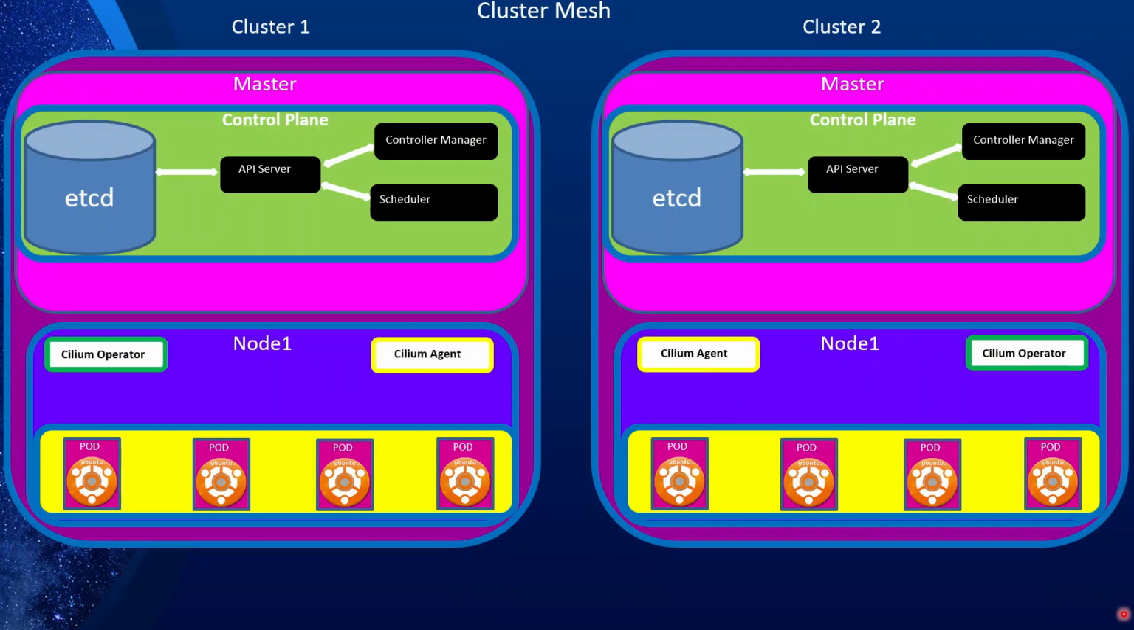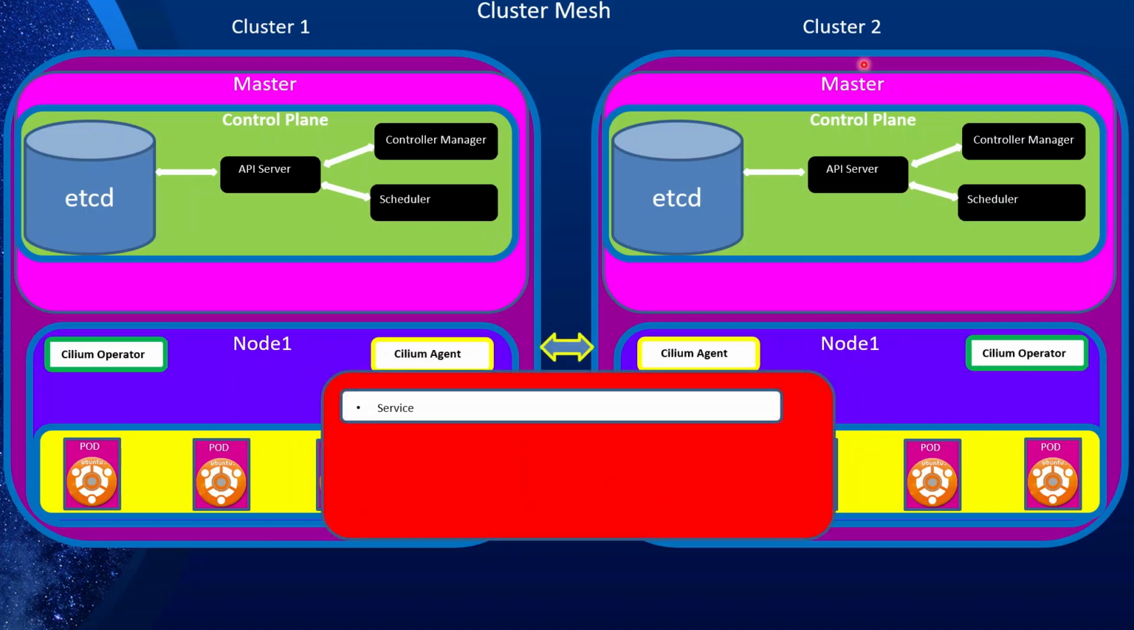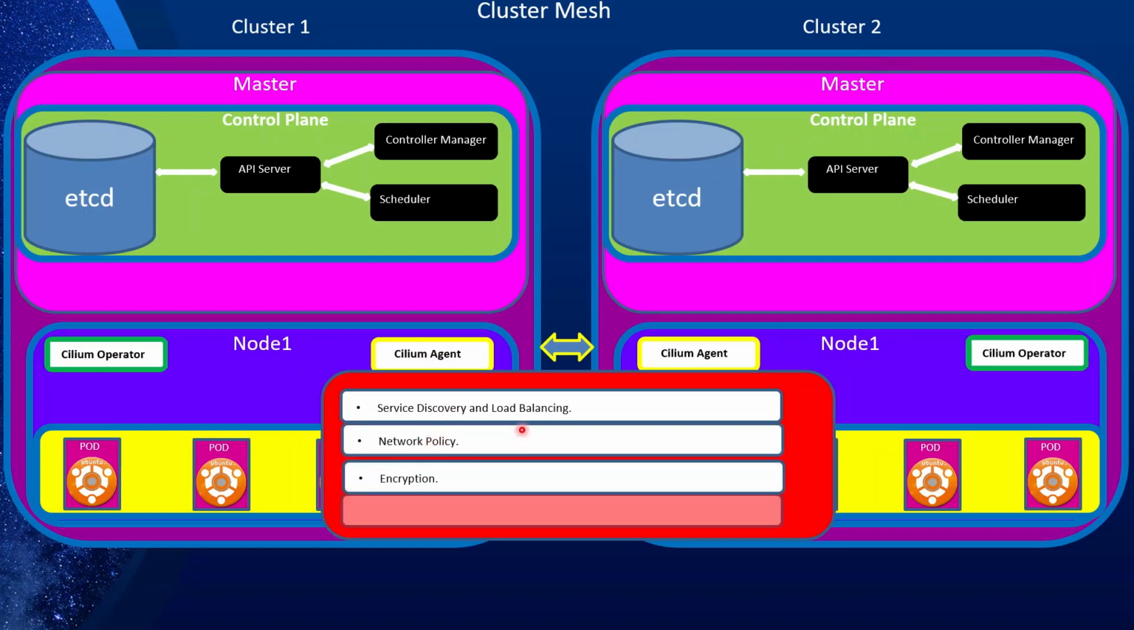Let's say we have two clusters. I call them cluster 1 and cluster 2. Once we establish cluster mesh between these two, these are some of the features of the cluster mesh that we will get: service discovery and load balancing across both clusters, network policies, the policies that we can apply across both clusters again, encryption, and pod IP routing.